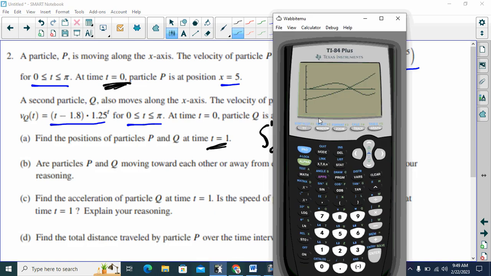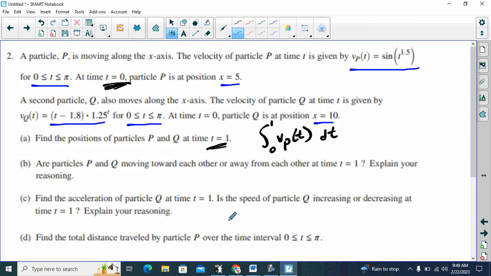We want to make sure we integrate the v sub p equation. So let's turn off our y2 equation. And then we can integrate. Second trace, number 7, starting at time 0 and ending at time 1. Remember, this is not going to give us the position. This is giving us the displacement, how far it is from where it started. Wherever it started, it then moved to the right 0.371 units. So this is 0.371.